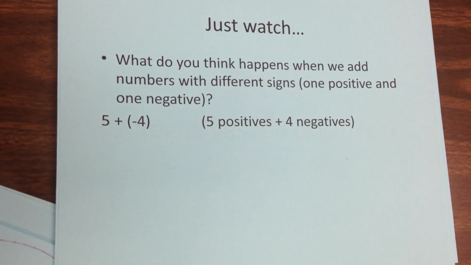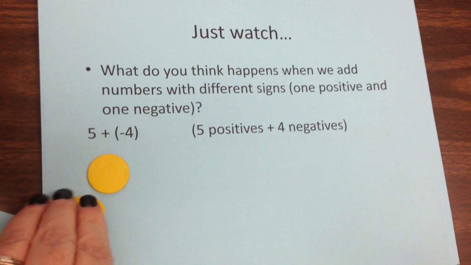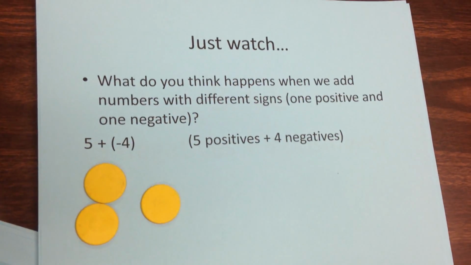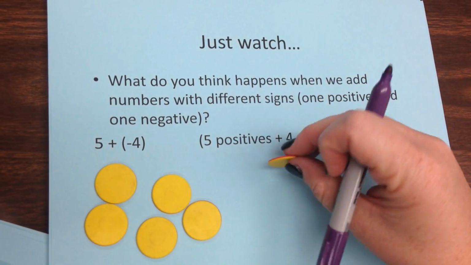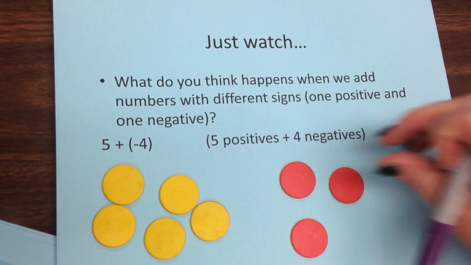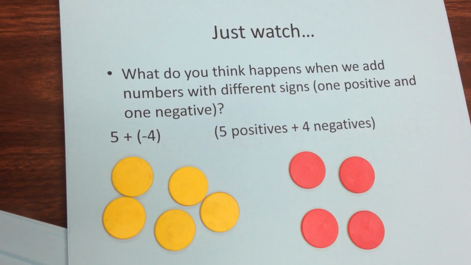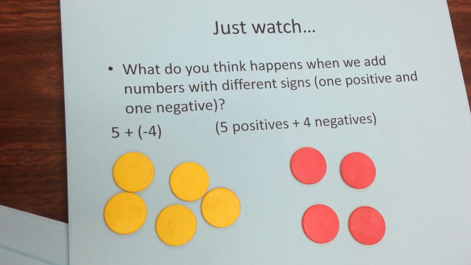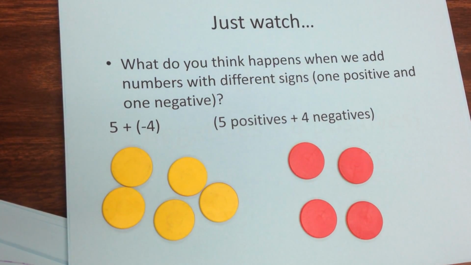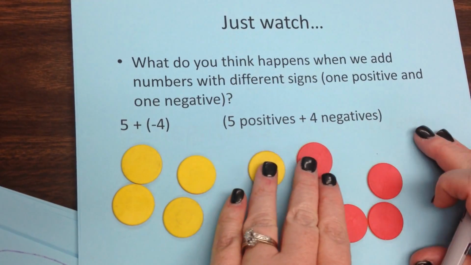Okay, I'll do one more. 5 positives, 4, 5, plus 4 negatives. Okay, we'll do the same thing again. We will create a 0 pair. And in your guiding question, it's what is a 0 pair and how is it used?